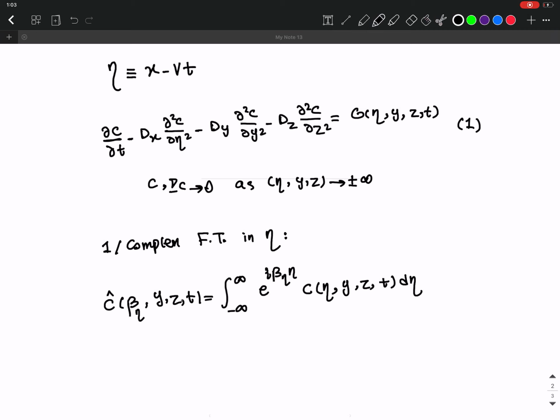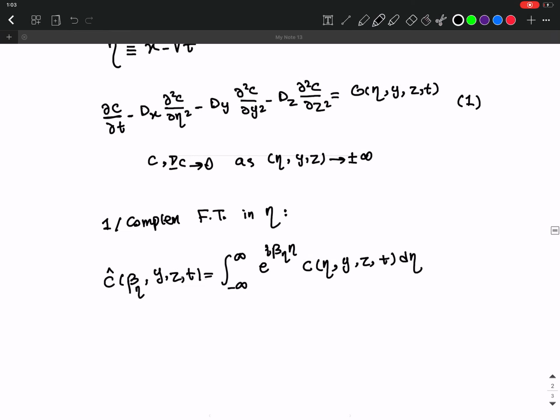So you can just look at the definition of the complex Fourier transform, and this is how we are going to transform the equation. This is the definition. I'm just going to transform equation 1. So the Fourier transform of equation 1 is going to be partial c hat. C hat means the c in the beta eta space.